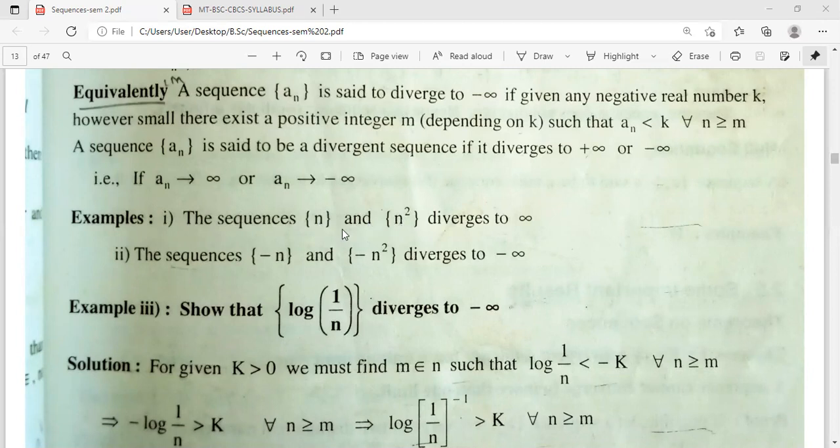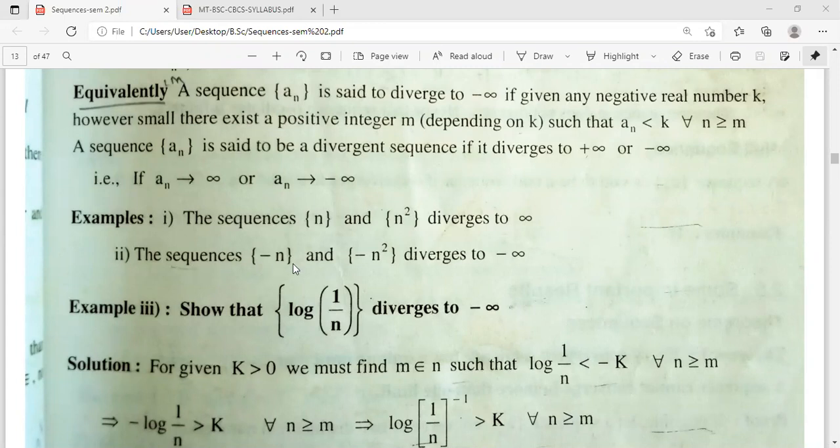What do you have to do? You have to find the limit. Limit a_n as n tends to infinity, equal to limit n as n tends to infinity, you get infinity, that is plus infinity. Similarly, limit n squared as n tends to infinity equals infinity squared, which is again infinity. That is why n and n squared diverge. So if the limit of a_n as n tends to plus infinity or minus infinity, we say it is a divergent case.